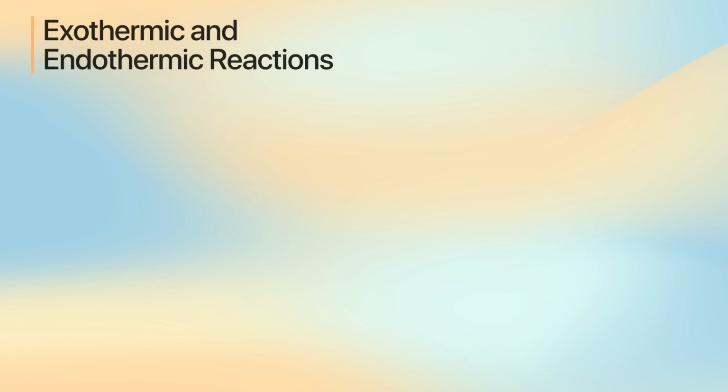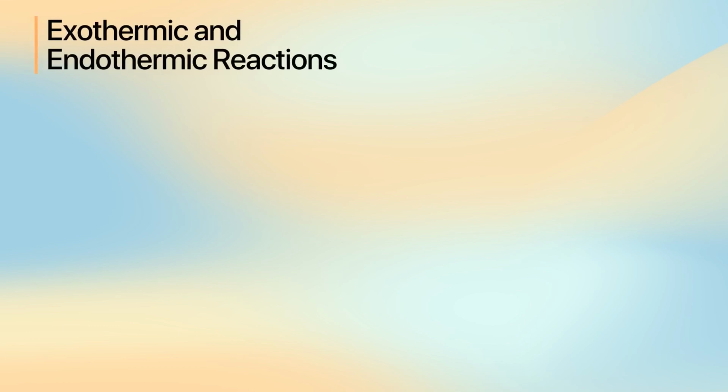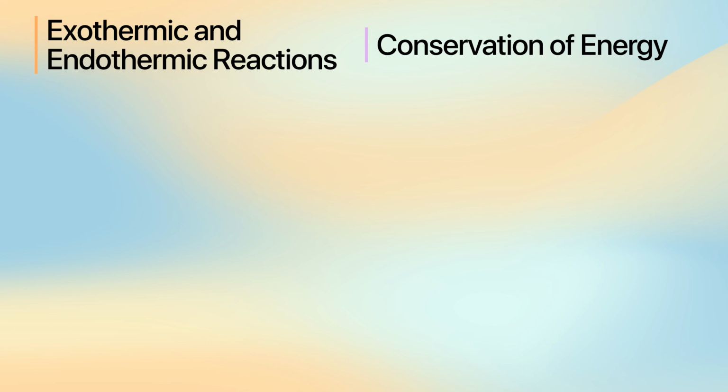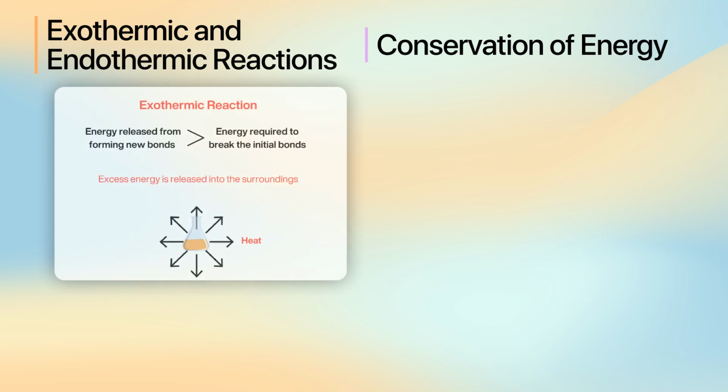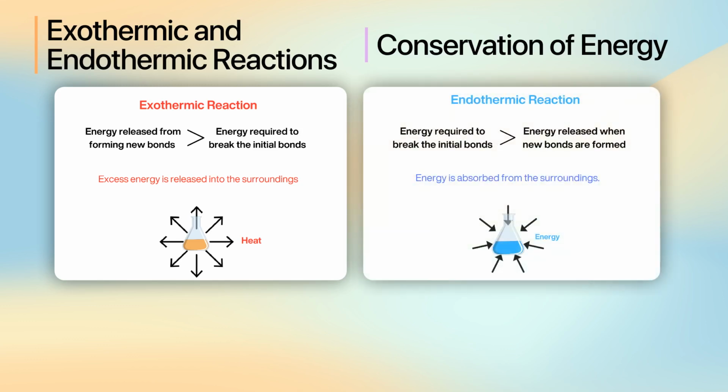In today's lesson, we delved into the differences between exothermic and endothermic reactions and learned about the conservation of energy. We explored that in any chemical reaction, breaking bonds in the reactants requires energy, while forming new bonds in the products releases energy. For exothermic reactions, more energy is released during bond formation than is absorbed during bond breaking, whereas for endothermic reactions, more energy is absorbed to break the initial bonds than is released when new bonds form.